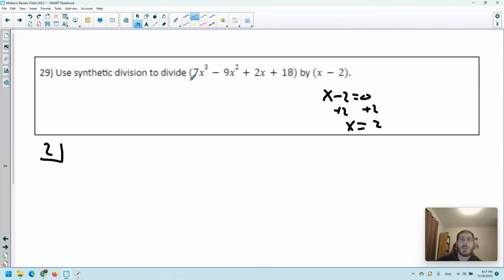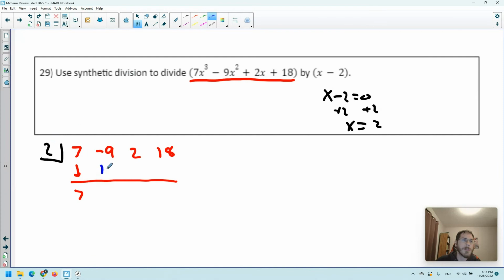So we have to take our whole expression and see what we're dividing by. We've got 7x to the third, negative 9x squared, 2x, and just 18. Now this was nice. There were no zeros in here, so we didn't skip any terms, so we didn't need to add any zeros into our synthetic division. And let's see what we got. We bring the first number down, and we're going to multiply.